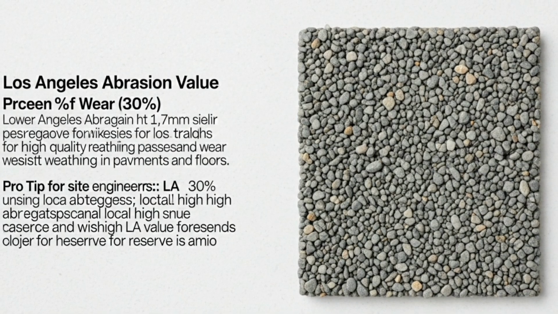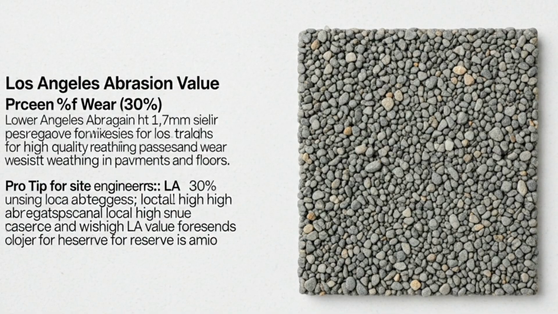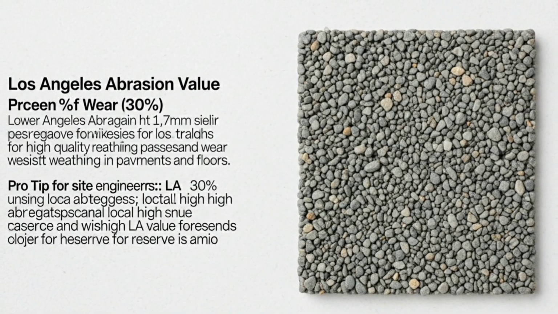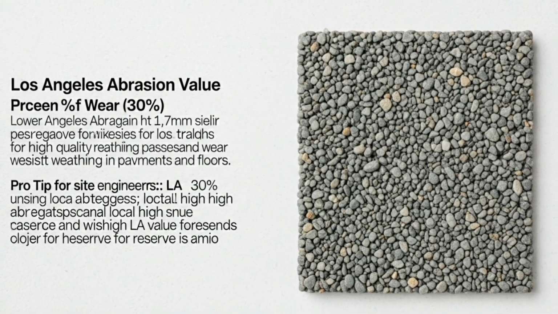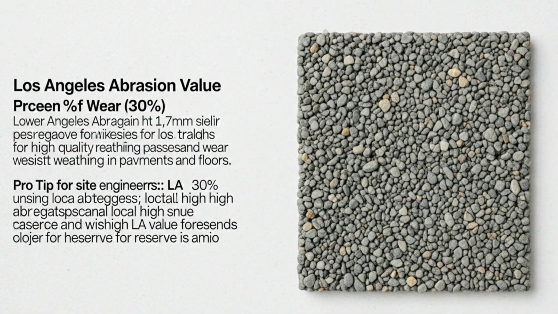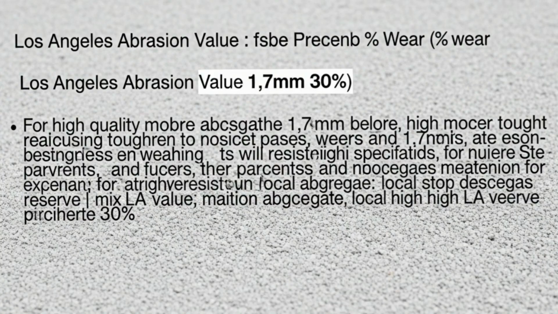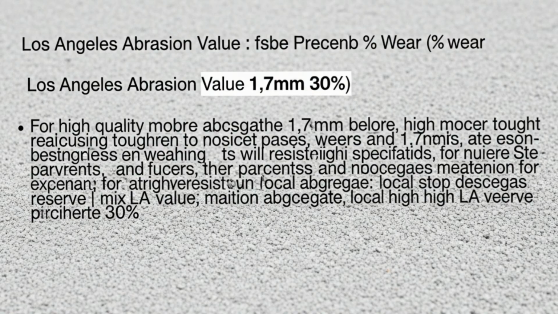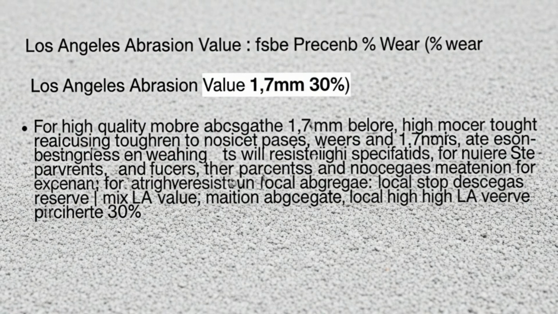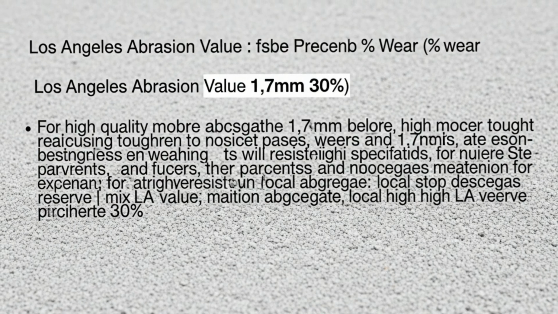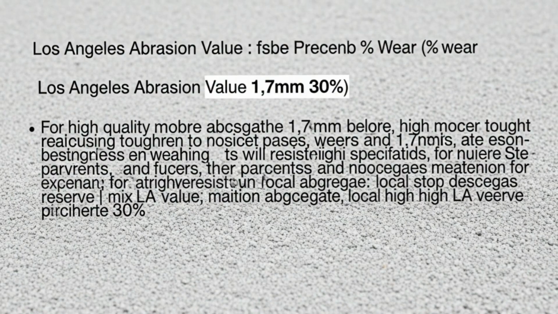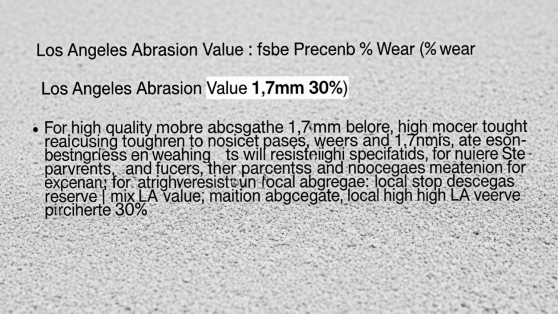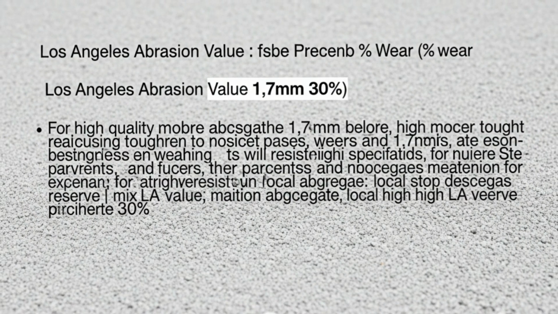A lower value indicates a tougher, more durable aggregate that will resist weathering and wear in pavements and floors. For high-quality concrete, a value below 30% is typically specified. This test is so critical for pavements that it's often non-negotiable. A pro tip for site engineers: if you're using local aggregate with a marginally high LA value, you might need to adjust the mix design or reserve it for less critical applications.